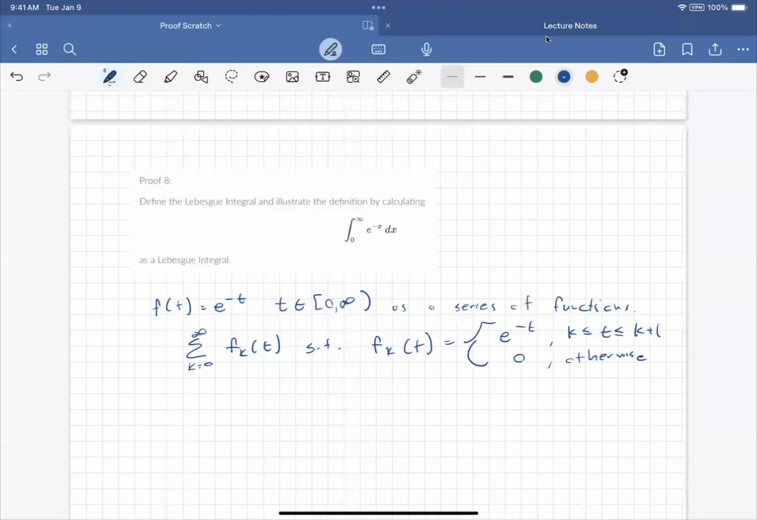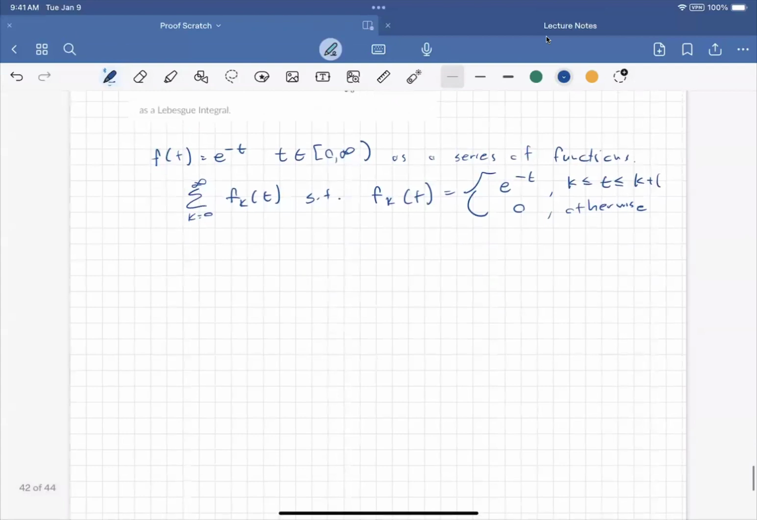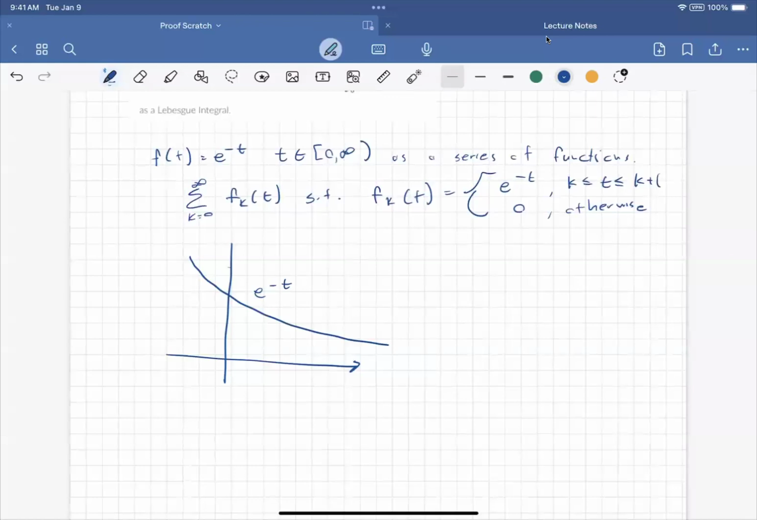So what is this going to look like when we visualize it? If we draw this out on a plot, we have the function e to the negative t here, and then this function f sub k, and I'm going to change colors, is defined between k and k plus 1 to be precisely this value of e to the negative t, but only between k and k plus 1. For all other values, it takes on 0.